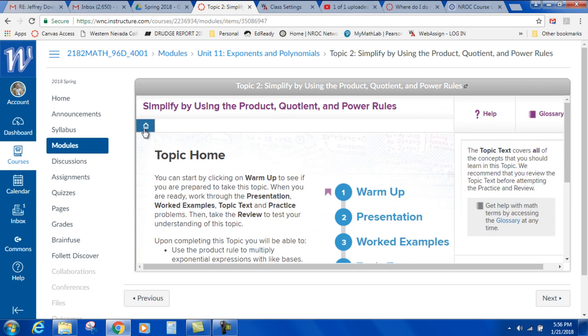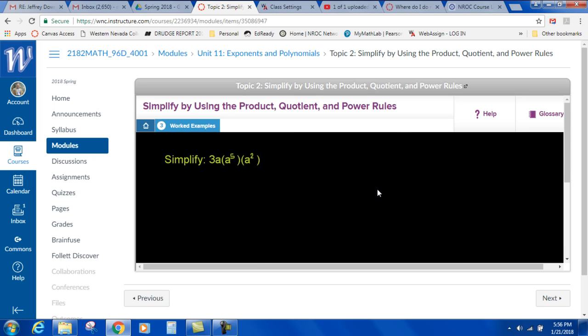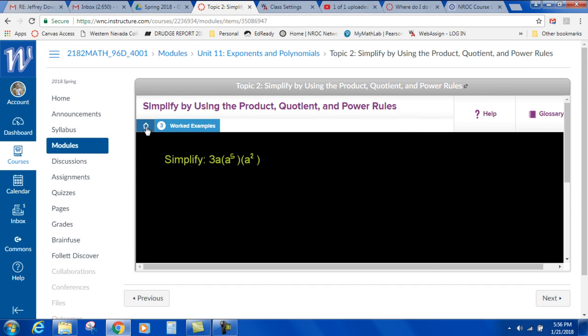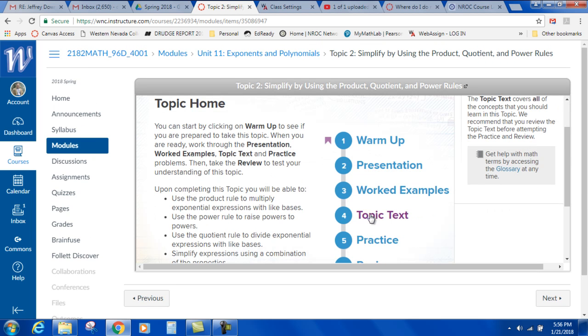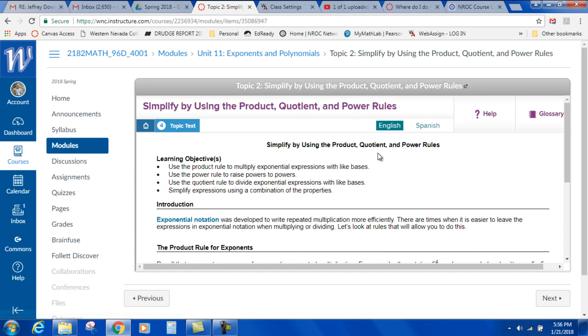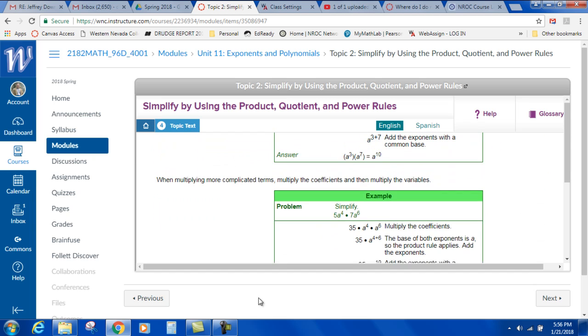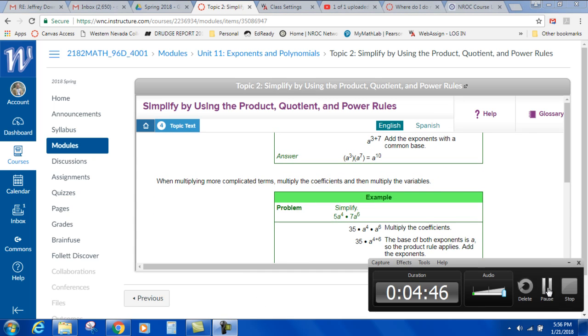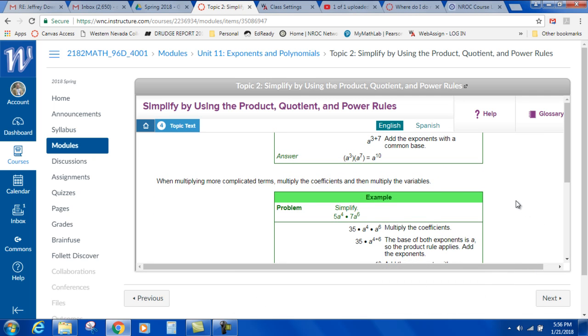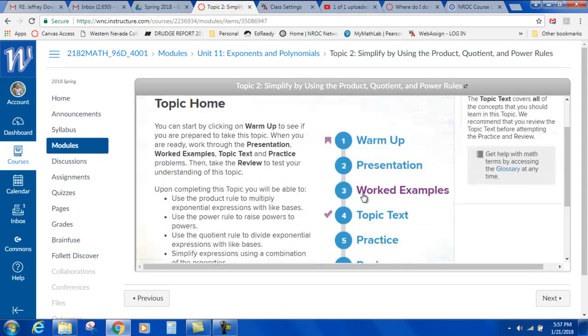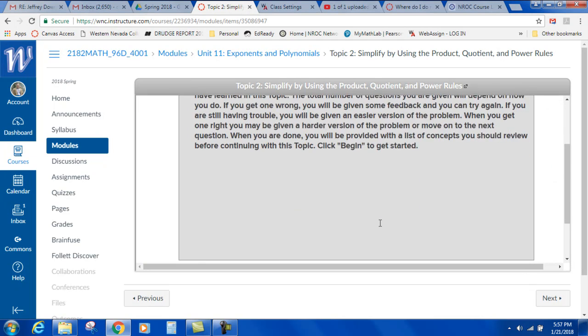And then there are worked examples. So this is stuff from Khan Academy. And then we have topic text. So here you can either go to the other thing for the text or look at the text here. Okay, hopefully we'll have more silence now. Okay, there's the text, and then the next one will be practice. So you have some practice problems to do.